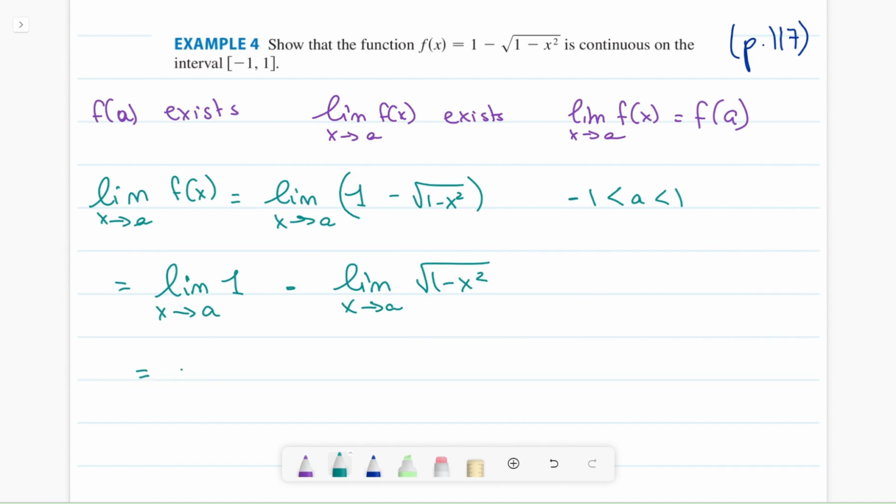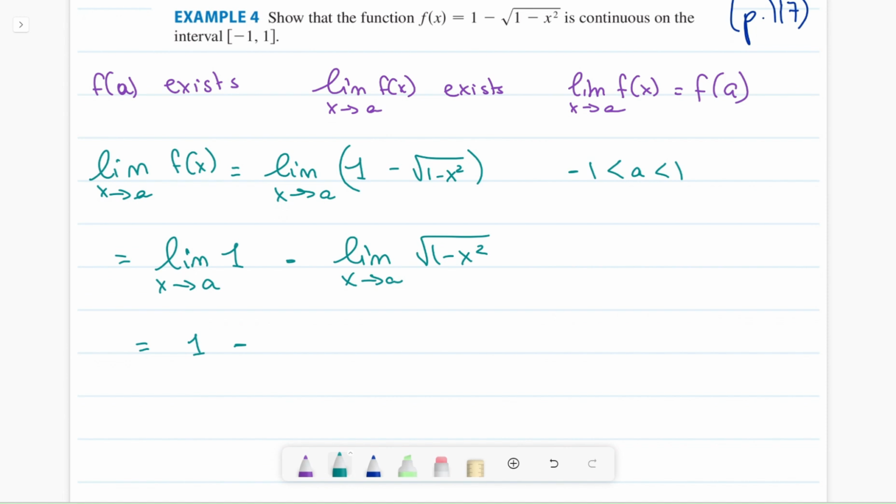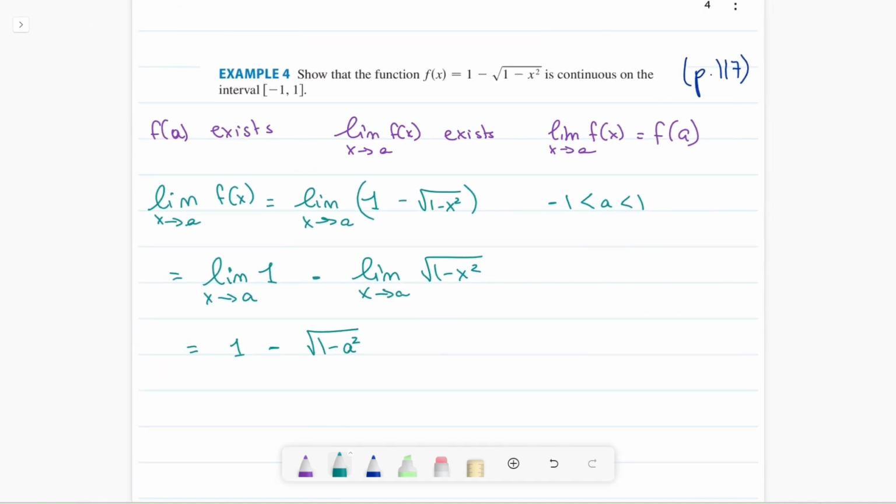The limit of a constant is the constant, and for the limit of the square root of 1 minus x squared as x approaches a, we can plug in a to see what this gives us. This gives us the square root of 1 minus a squared, which is the answer of this limit. So we get 1 minus the square root of 1 minus a squared. Now we were able to verify that the limit exists.